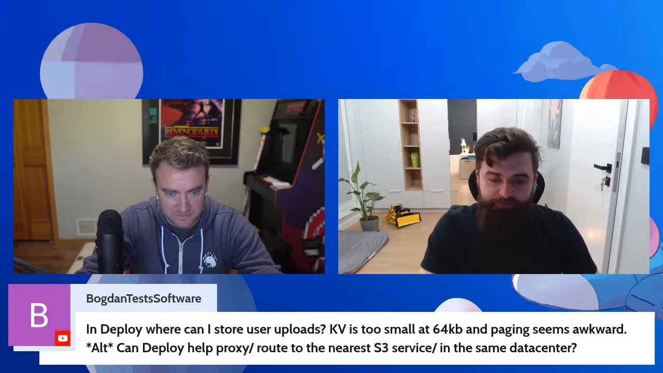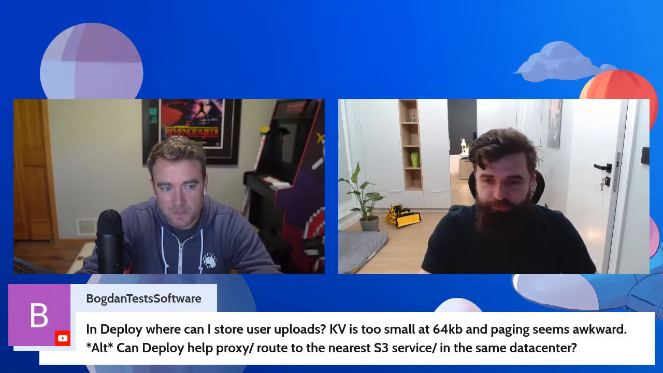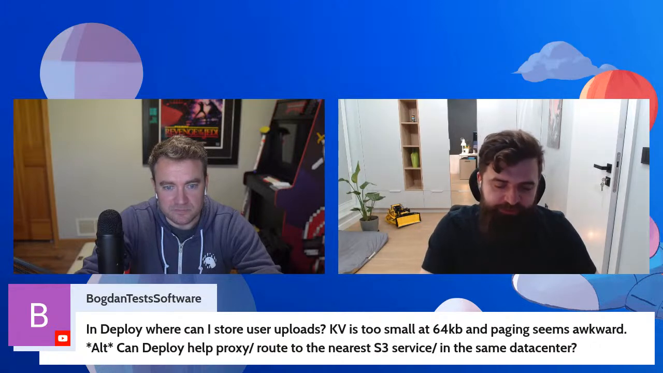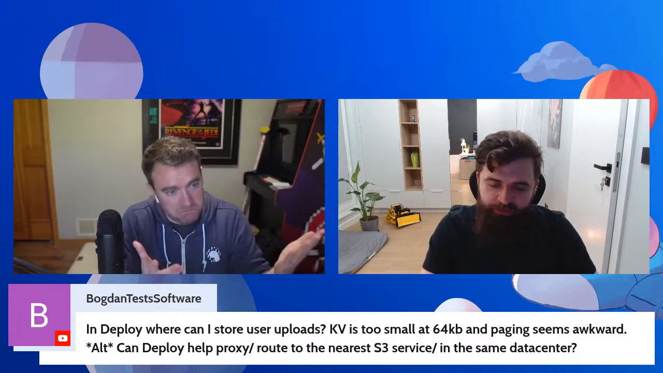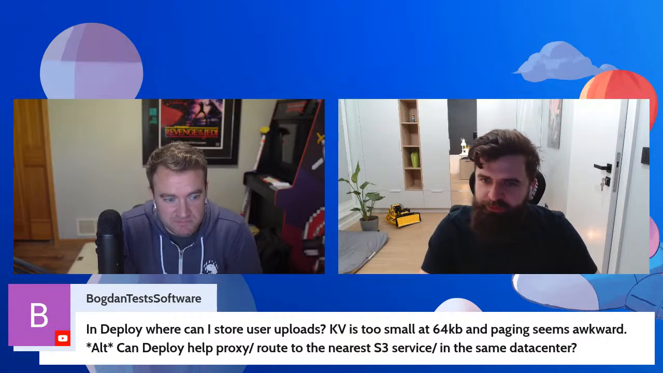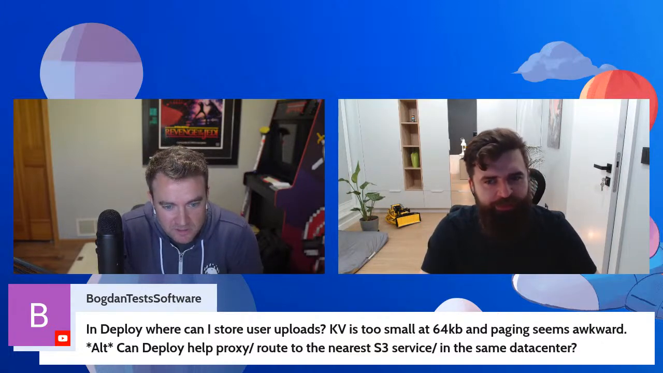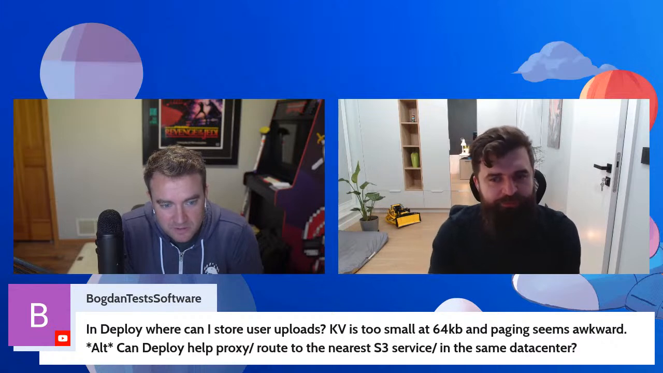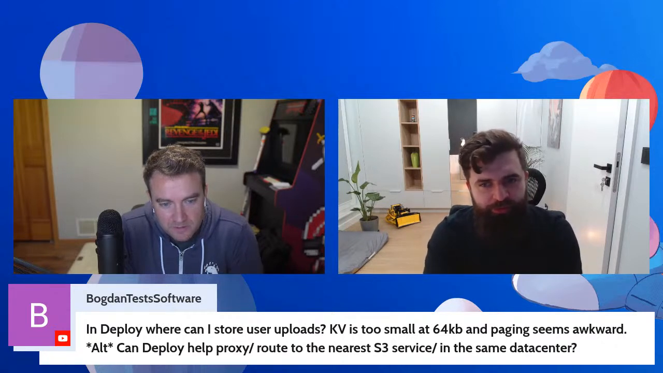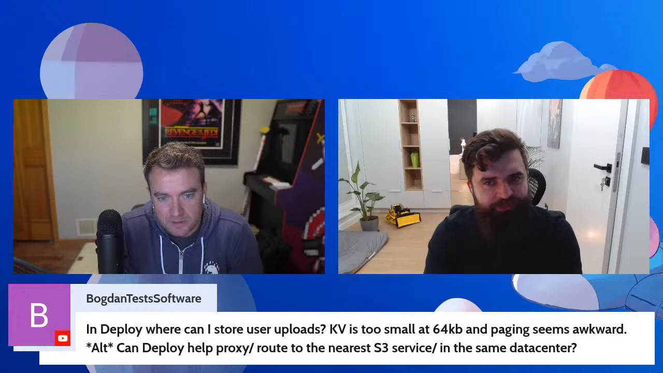I think you summed it up pretty much how you should approach it. Use an AWS SDK or GCP SDK. As for whether Deploy can proxy the route to the nearest S3 service, I am not sure. I think this would be handled pretty much transparently when you try to upload something, but don't take my word for granted here. Sorry.